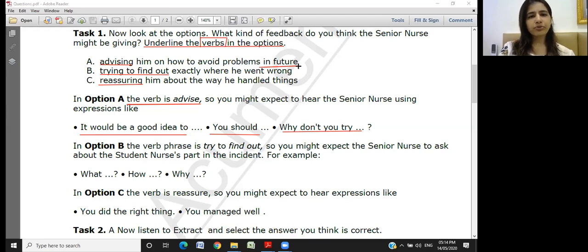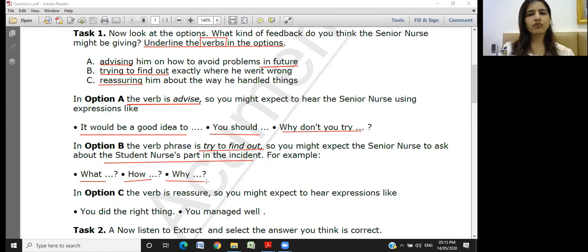Now, second option is trying to find out. Okay? So find out means when you inquire, when you ask questions. So if the nurse is trying to find out, from her side, you will listen a lot of questions. When did it happen? Why did it happen? How did it happen? Why didn't you do this? Why didn't you address the patient's concern? Why didn't you give the medication on that time?